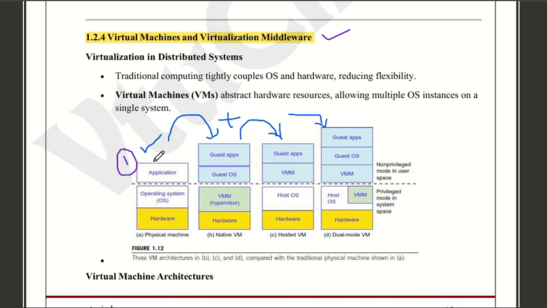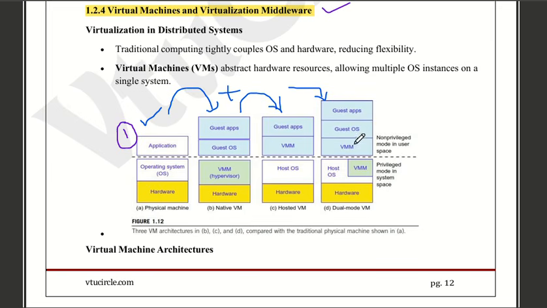In the physical machine, initially only the application layer was there in the non-privileged mode in user space. In the native virtual machine, it is divided into guest application and guest operating system. In the hosted virtual machine, a VMM, the virtual machine monitor, arrives. In the last, the dual-mode virtual machine, there is a guest application and guest operating system. Dual-mode virtual machine is nothing but a combination of the native and hosted virtual machines.